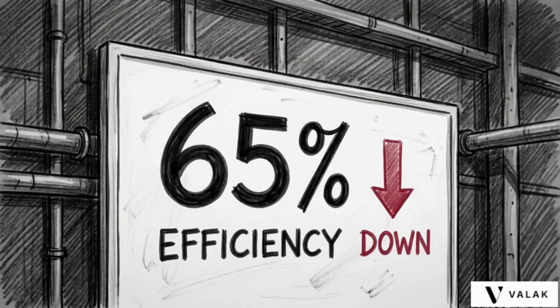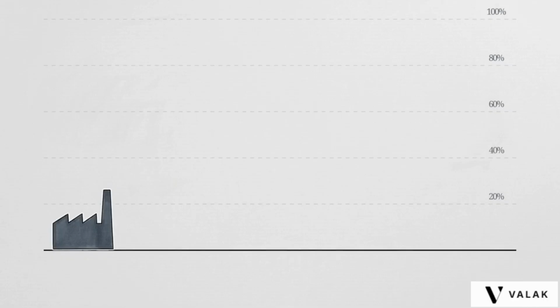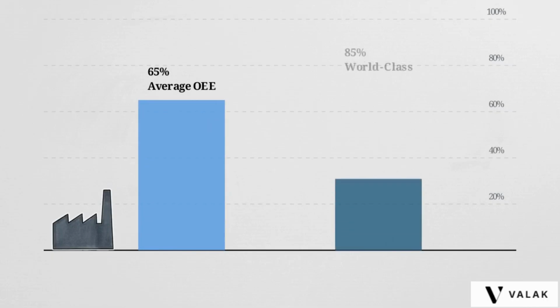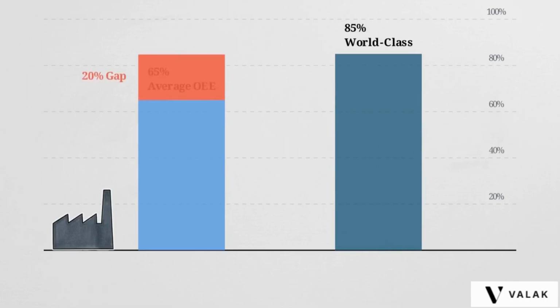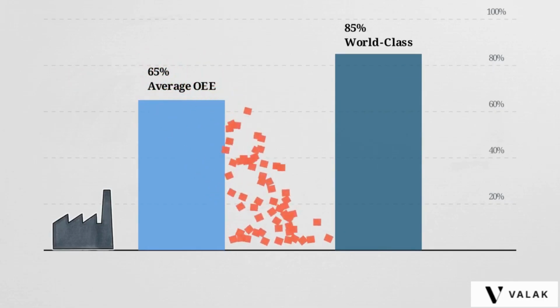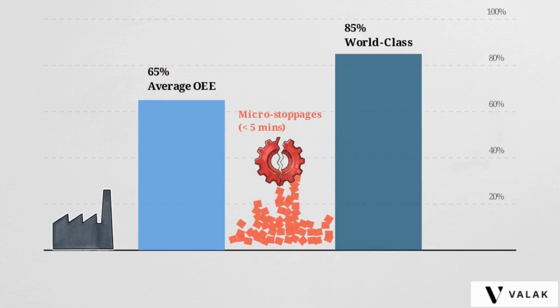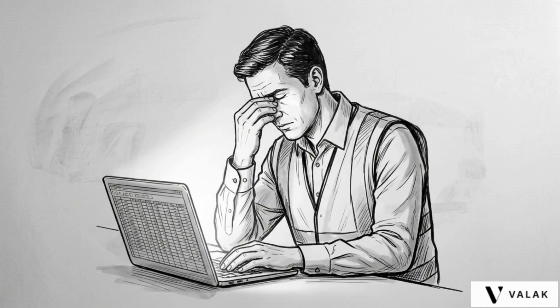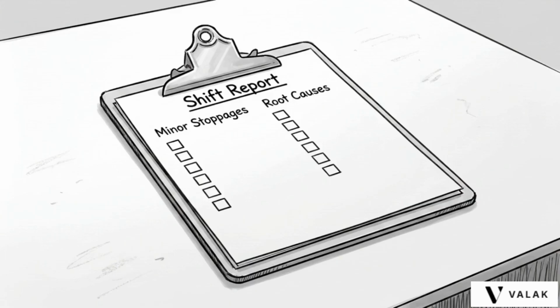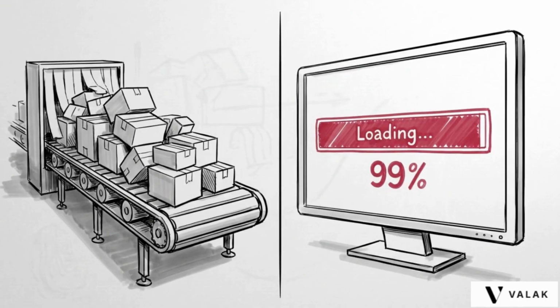This latency causes direct, measurable damage to a facility's overall equipment effectiveness, or OEE. This chart highlights the discrepancy between the average plant running at 65% OEE and the world-class target of 85%. That 20% efficiency gap is largely composed of invisible micro-stoppages, disruptions lasting less than 5 minutes each. Because manually investigating a 5-minute stoppage takes hours of engineering time, these minor losses are never recorded in shift reports and never systematically fixed. Systemic OEE underperformance is rarely an equipment failure. It is a direct symptom of investigative latency.